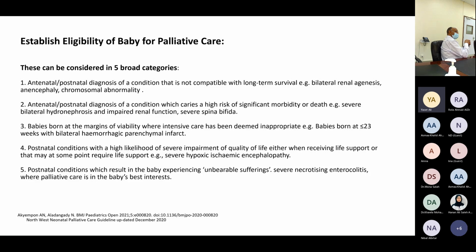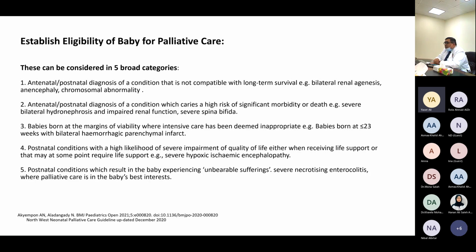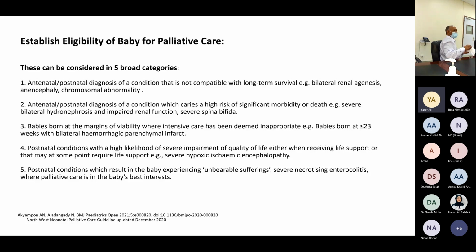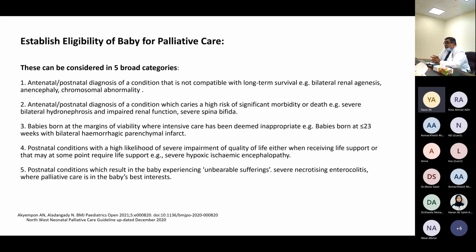The third one is babies born at the margins of viability where intensive care has been deemed inappropriate, like babies born at 23 weeks with bilateral hemorrhagic parenchymal infarct. The fourth one is postnatal condition with a high likelihood of severe impairment of quality of life, either when receiving life support or that may at some point require life support, like severe hypoxic ischemic encephalopathy. The last one, postnatal conditions which result in the baby experiencing unbearable suffering, like severe necrotizing enterocolitis, where palliative care is in the baby's best interest.